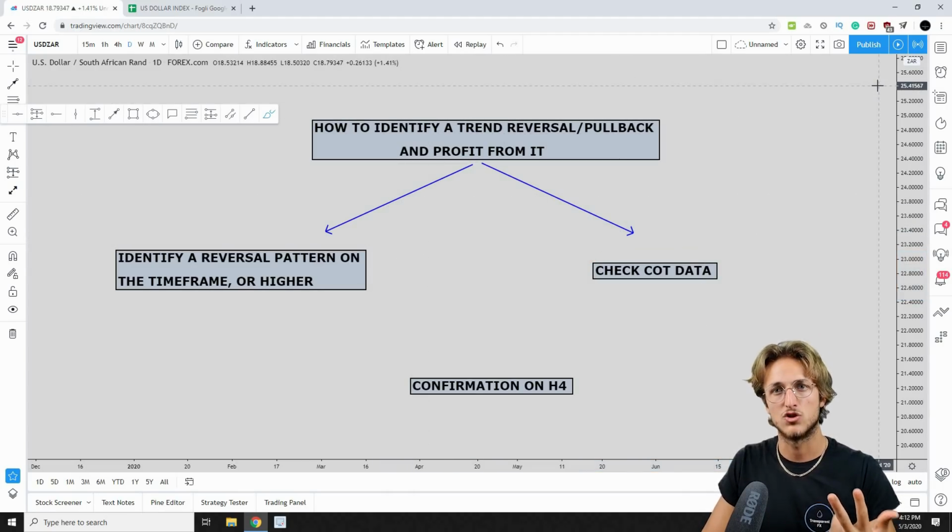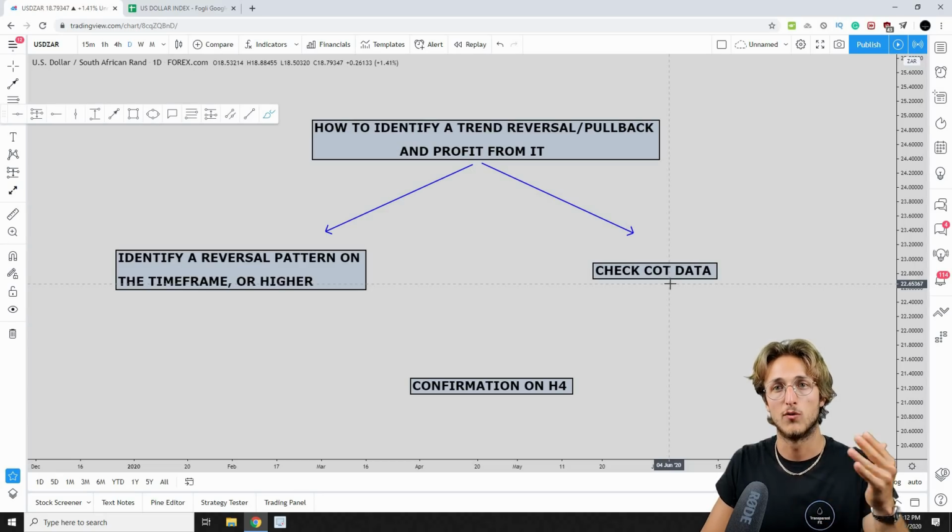Third step: just because you have a reversal pattern and COT data is confirming it, doesn't mean that you can just take the trade. You have to wait for confirmations on the 4-hour time frame, because things in the market can change very quickly, as you know. So you always have to be stacking up as many odds as possible in your favor.